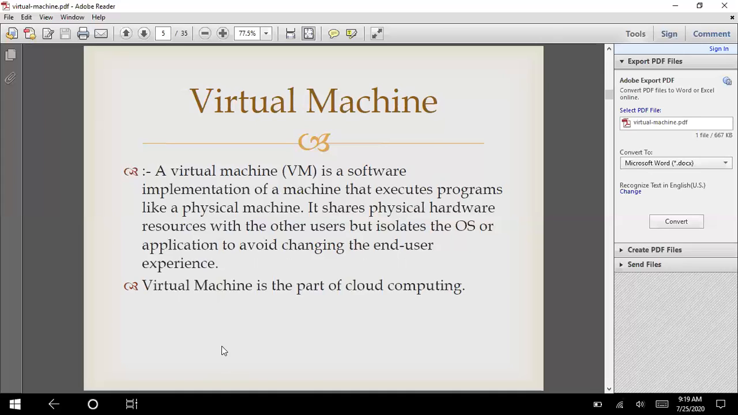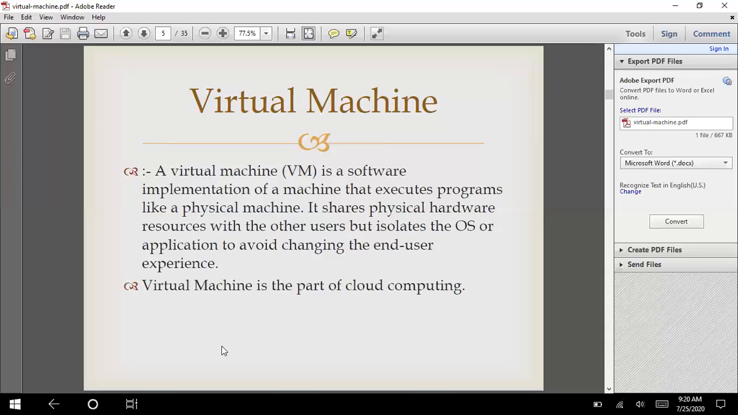But the operating system is different. So you will get an experience like you are using another computer, but by using the same hardware of your laptop. I hope the concept of virtualization is clear to you, and you can use many different operating systems based on your computer's hardware capacity. So your processor should be strong enough to handle all these operating systems.